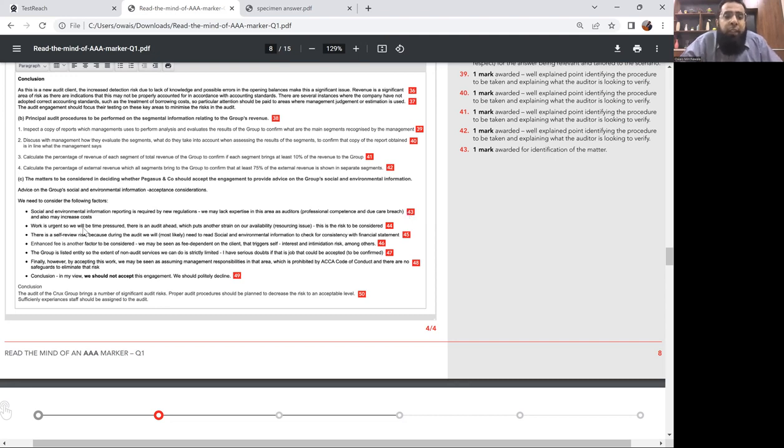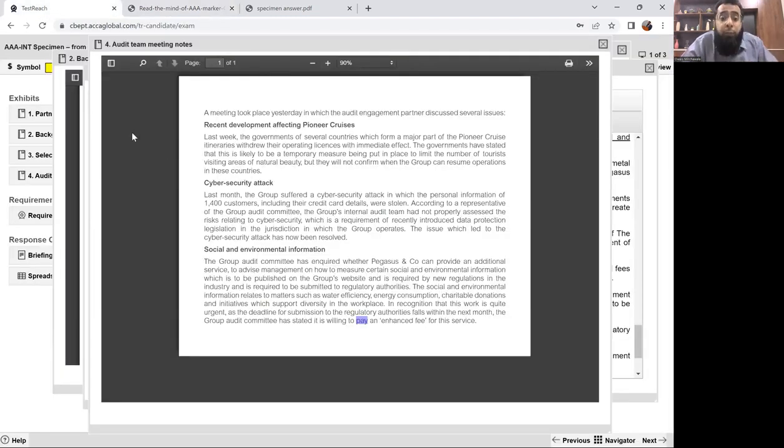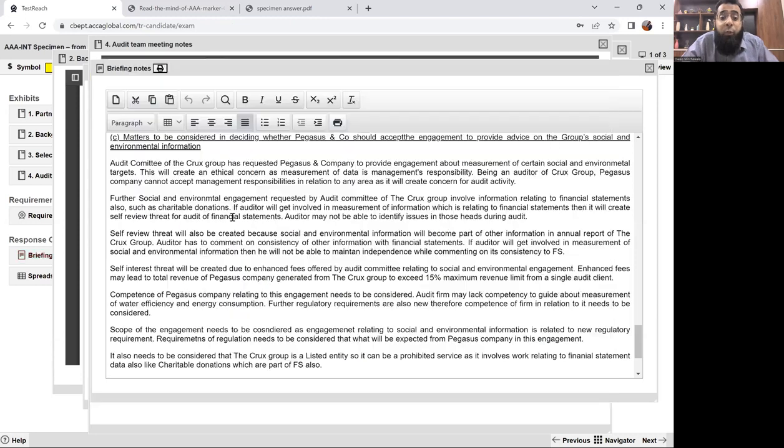Work is urgent, so there will be time pressure. There is an audit ahead, which puts another strain on our availability, a resourcing issue. The risk needs to be considered. So this is also a right point, that we need to consider the deadline. See, just look at how briefly he's writing and he's getting 1 mark. 1 line, 1 mark. And we in fact wrote extra.